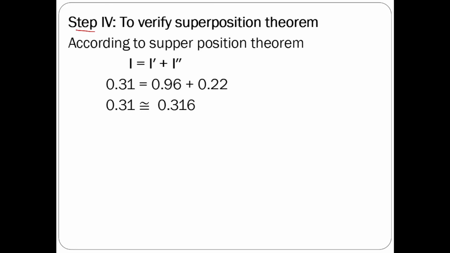Now let us verify superposition theorem in step 4. So when both sources were there, the current flowing through 8 ohms is 0.31. When only one voltage source was there, current flowing through 8 ohms resistor is 0.96. When only another source was there, the current flowing through 8 ohms resistor is 0.22. And if you add these two, they are approximately equal to each other, hence superposition theorem is verified.